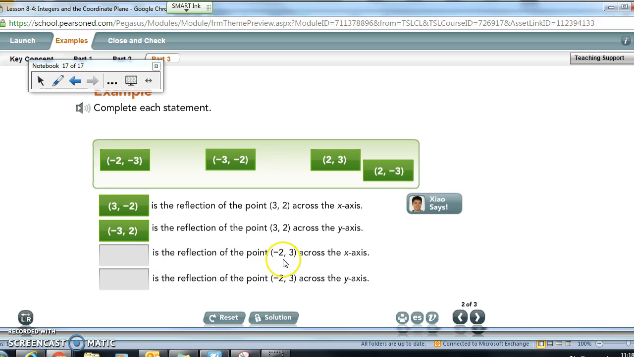Blank is the reflection of point negative 2, 3 across the x? So again, the second number will change. So it should be negative 2, negative 3. And blank is the reflection of point negative 2, 3 across the y? Well, if I'm looking at the y-axis, I know the first number changes. So if it's already a negative, I know it'll be a positive 2 and then a 3.